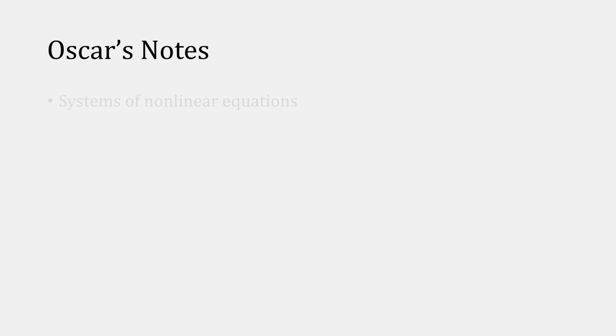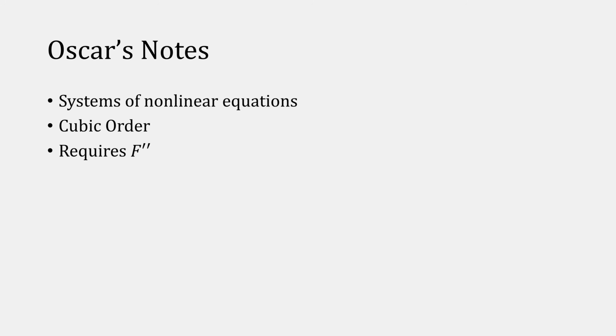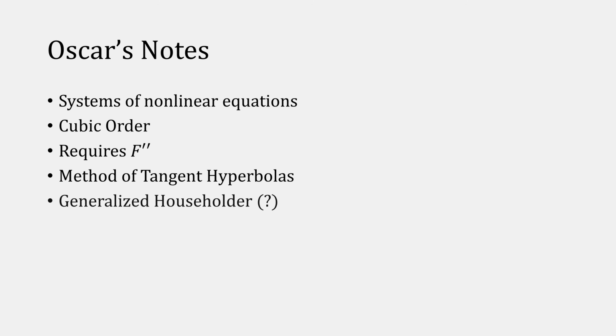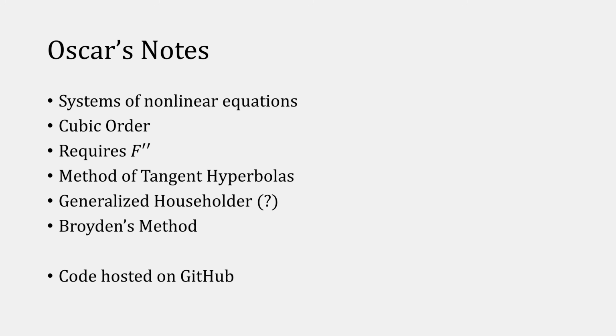As a parting thought, Halley's method can be used to solve systems of nonlinear equations with a cubic order convergence, although it does require having another derivative. It also differs from the method of tangent hyperbolas, being more efficient, and I couldn't find much relating to a generalized version of Householder. One probably does exist, but as far as I know, it's an open question. Still though, just use Broyden's method, it's a lot more efficient, and I have a video on that. The code that I wrote was posted on GitHub.